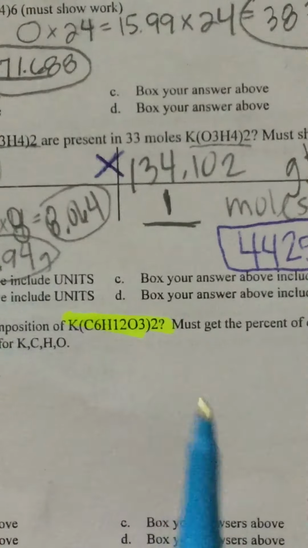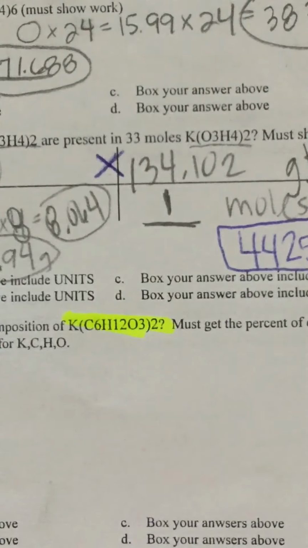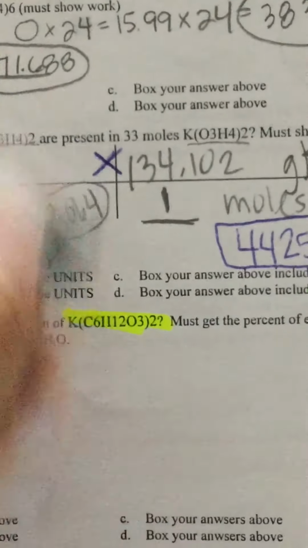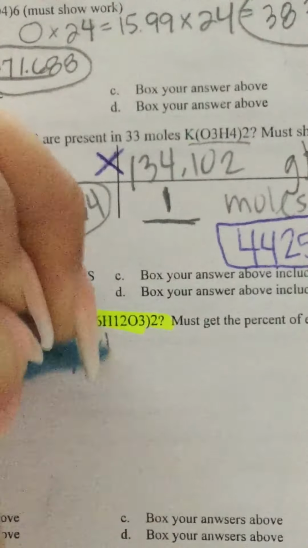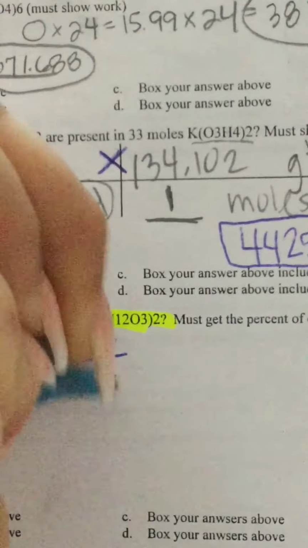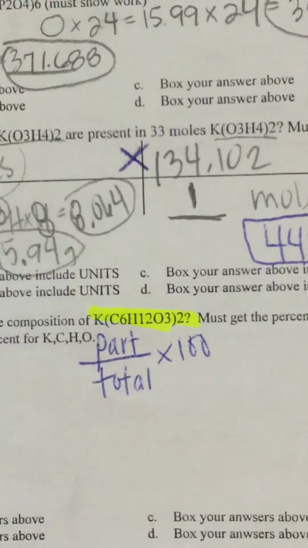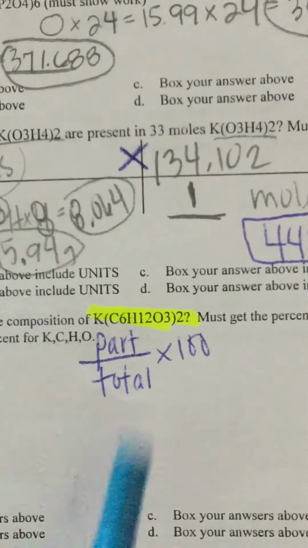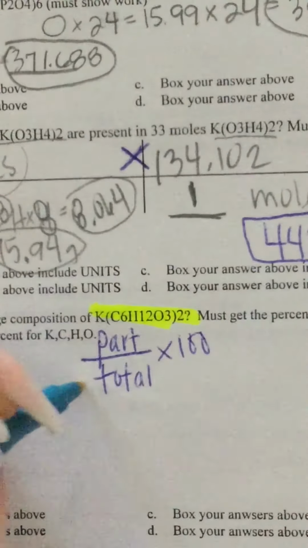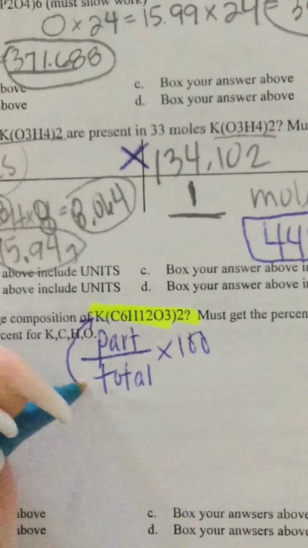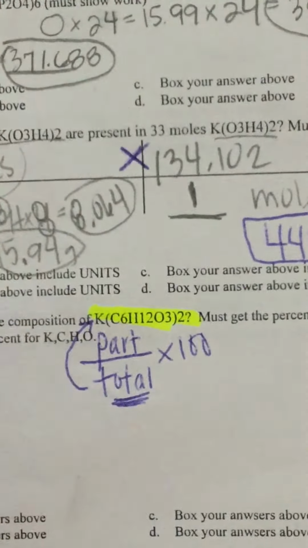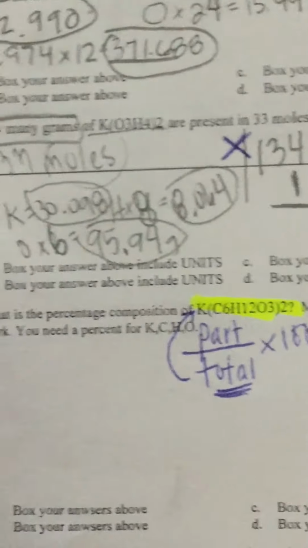But before we can do that, just like on an exam, if you're finding your percent, the formula, try to remember, is part over total times 100. That's how you get a percent. Okay, so step 1 is to find the entire mass of that compound because we need the total. So again, this is just adding.